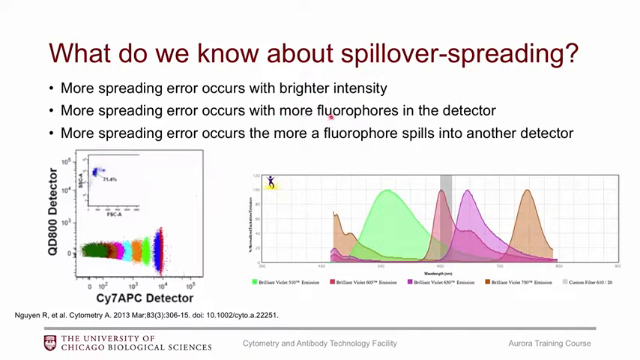More spreading error also occurs with more fluorophores in the detector. Again, I think this is a little bit easier to wrap your head around if you think about conventional flow cytometry. So we have our filter for BV605, and you can see that I have a few other brilliant violet dyes on this plot as well, and they're all spilling into this BV605 filter. So the more fluorophores that you have spilling into this filter, the more spreading error is going to occur. And then also, the more error you're going to get with a fluorophore that spills more into a detector. So if you look at this green line, that's spilling into the detector a decent amount, but compared to the brown one, that one is not spilling quite as much. So the green one is going to cause more of a spreading error than this brown one is.